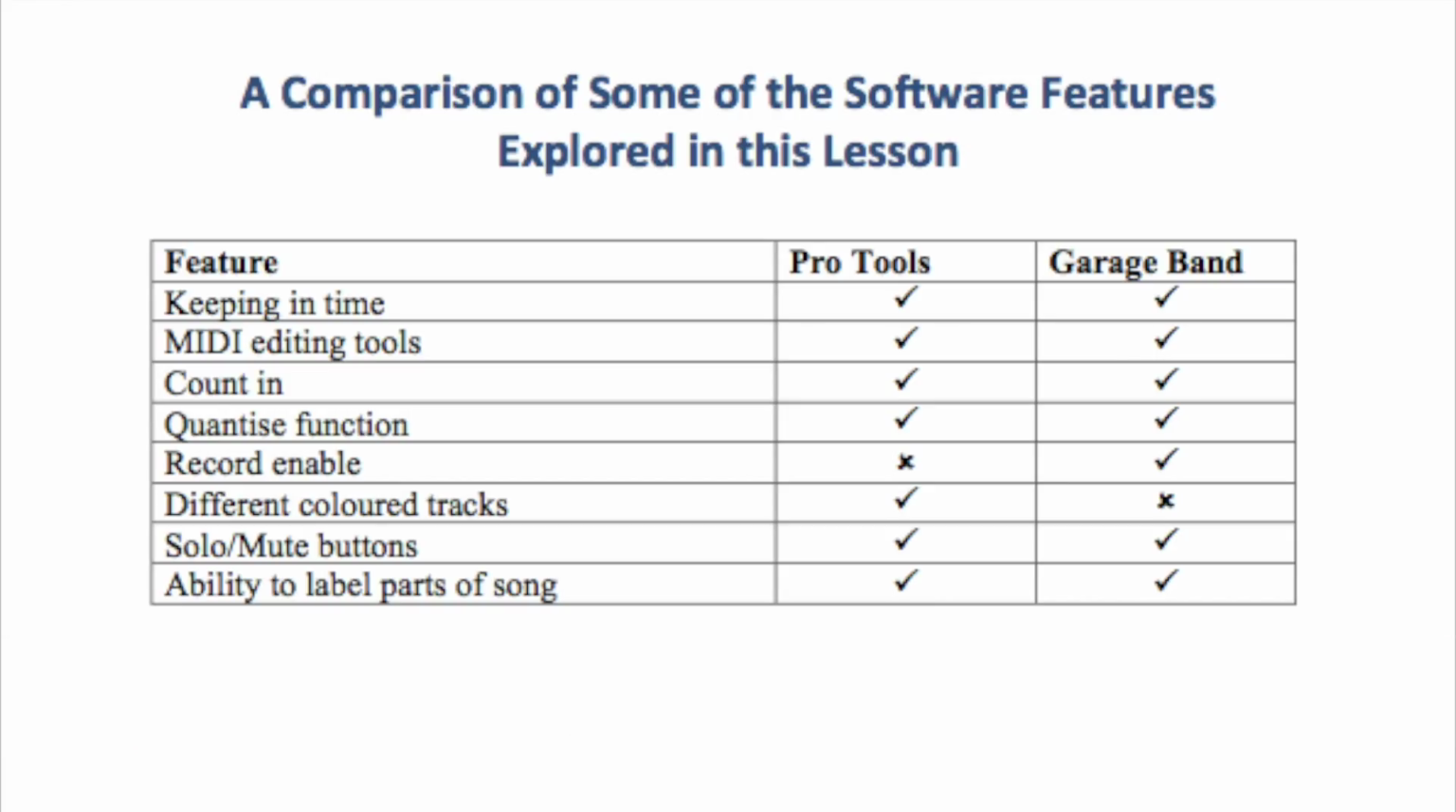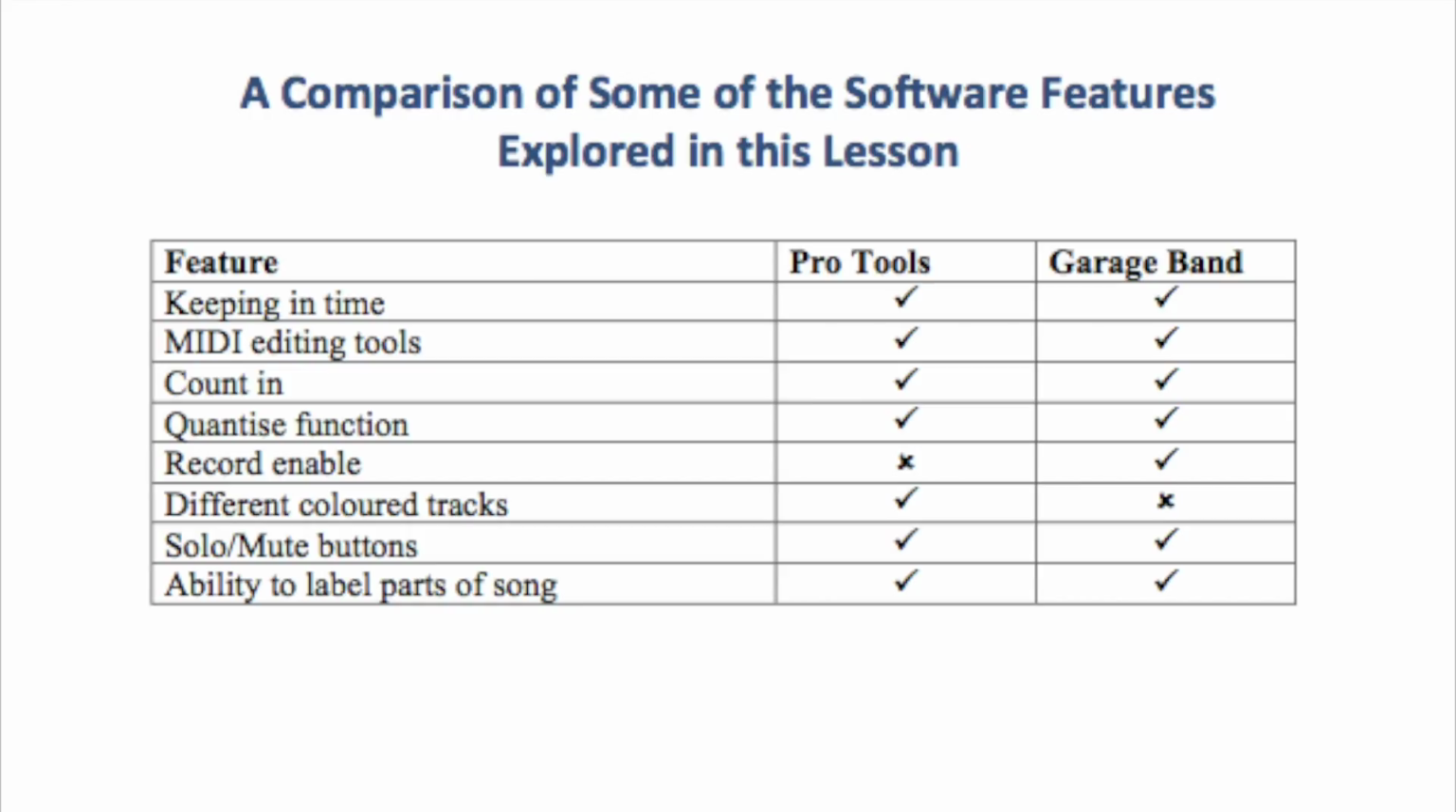Let's look at what's the same and what's different between these two pieces of software. Pro Tools offers you the choice of keeping in time by using a click track, whereas GarageBand uses a metronome. Pro Tools has complex MIDI editing tools that consist of the grabber, the trim tool, and the selector tool. GarageBand offers you the same MIDI editing functions, but not as separate tools.